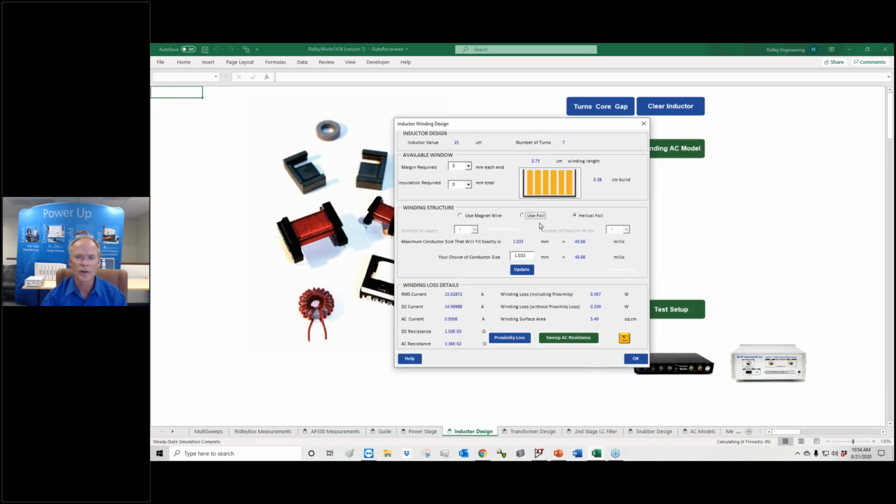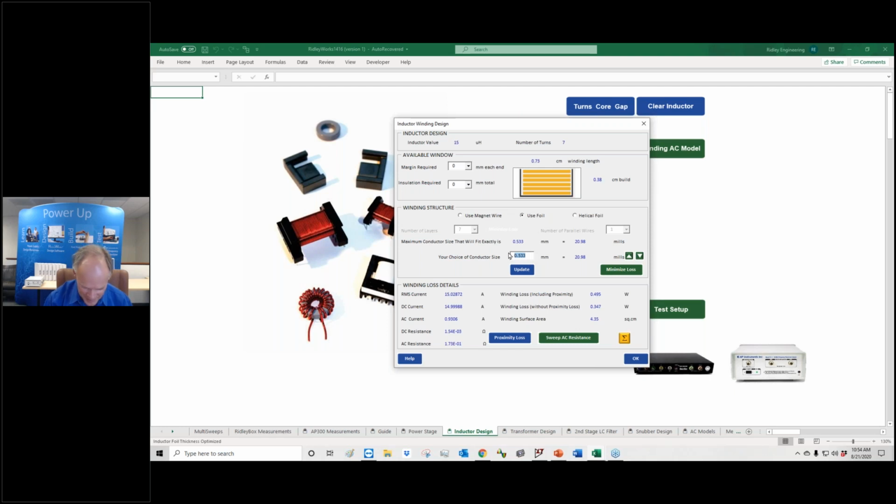Change it to foil. And then I'm going to ask the program to minimize the loss. What it's going to do now is use a conventional foil, but it's going to try different thicknesses. So it's going to make the thickness bigger and bigger and bigger until they still come up with the same one.